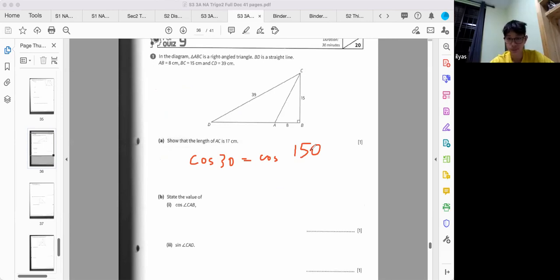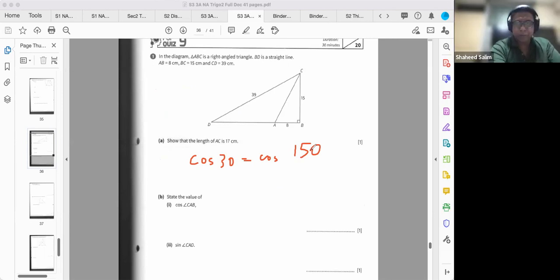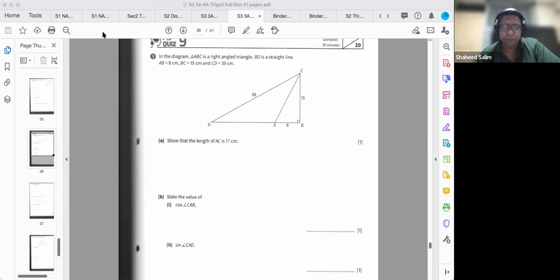Negative. So you take note of that. So what do you mean, take note of that? Next time they ask you to find cosine CAD, you find this cosine, you add a negative. You get what I'm saying? Yep. So I just take note of that.